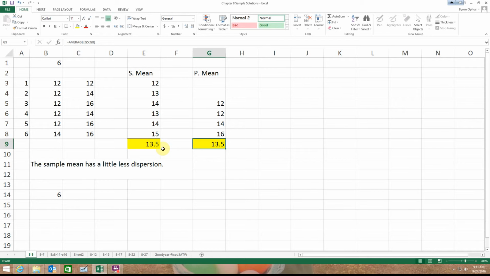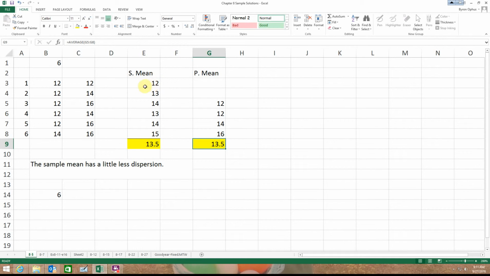Okay, and I end up, not surprised, with the same mean for each, but then it asks me lastly, compare the dispersion in the population with that of the sample mean. Well, my dispersion, or kind of my range, right, from here is 12 to 15, and from here it is 12 to 16. Okay, so my sample mean, and that's incorrect. I probably shouldn't call that the sample mean.